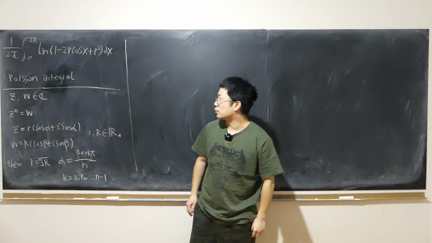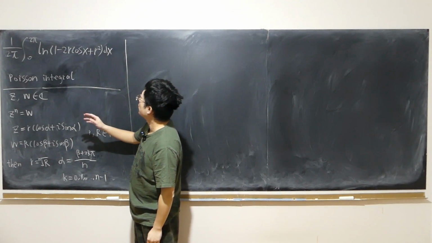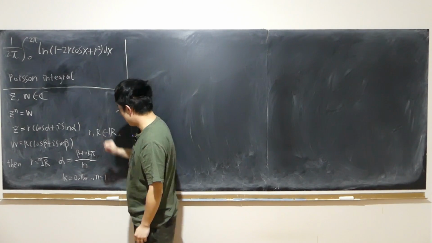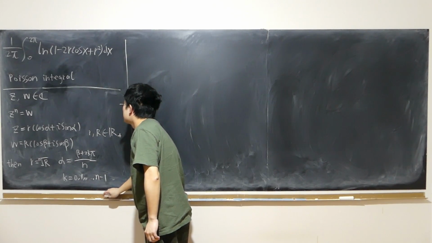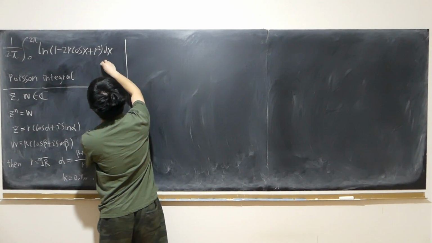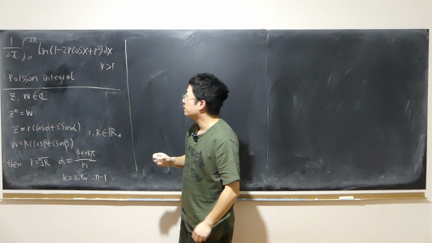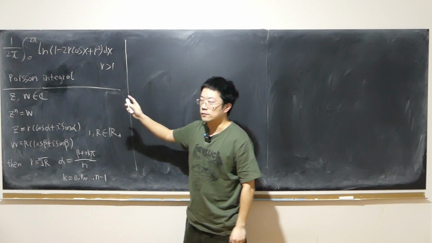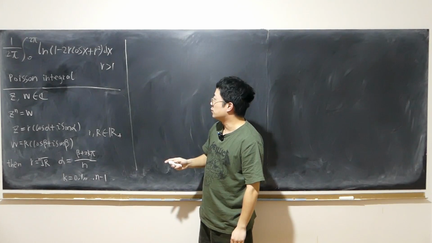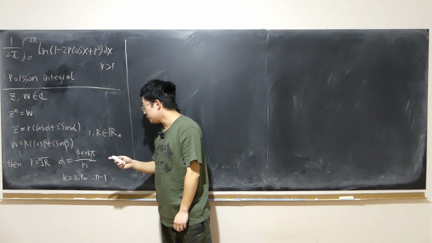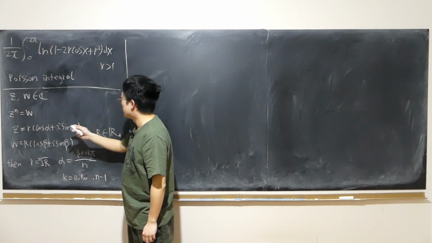The integral of 1 over 2 pi, from 0 to 2 pi, of log of (1 minus 2r cosine x plus r squared) dx, of course requires r bigger than 1. So this Poisson integral, there are many different ways of calculating it. Today I want to use the factorization over the complex number field. And so we're going to prove this lemma first.